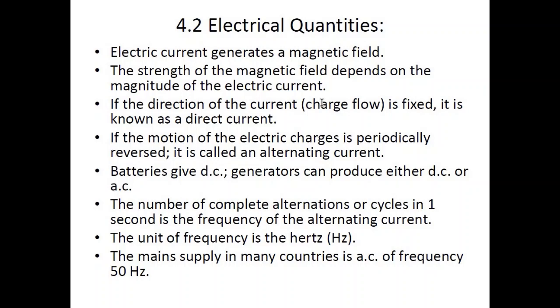The number of complete alternations or cycles in 1 second is the frequency of an alternating current. The unit of frequency is hertz, and the mains supply in our homes is usually at a 50 hertz frequency, meaning that the electricity in our homes has a frequency of about 50 hertz, that is, 50 complete cycles or 50 alternating signals are produced every second by that electricity.